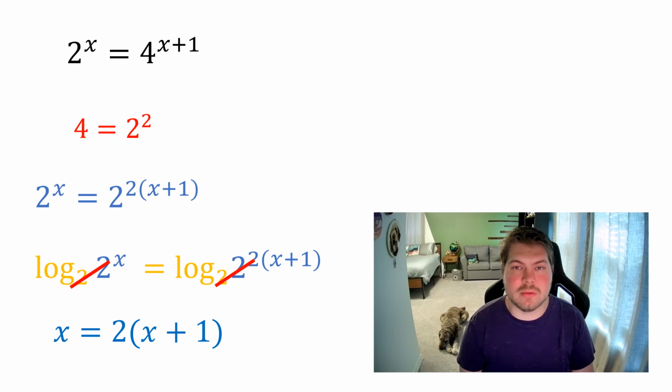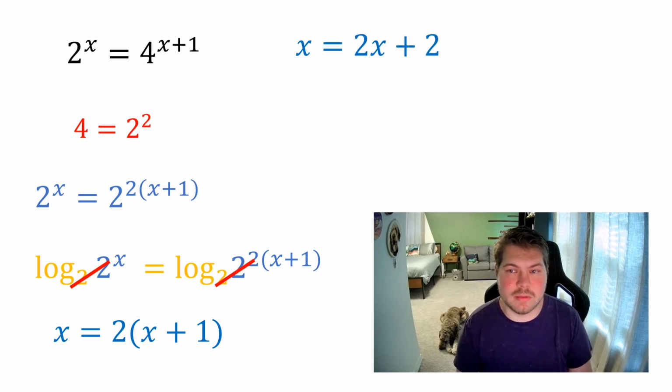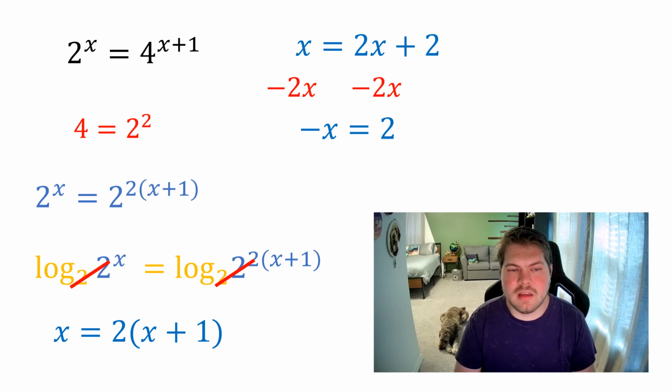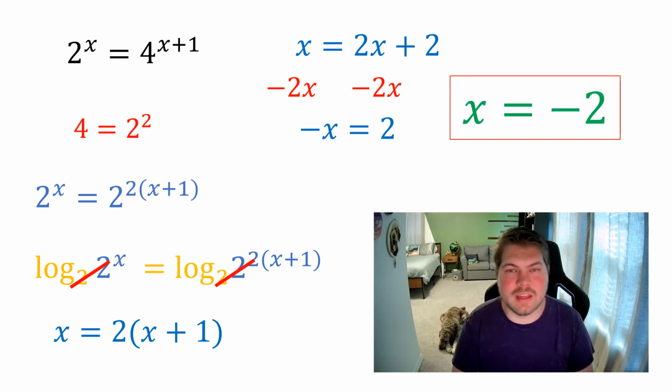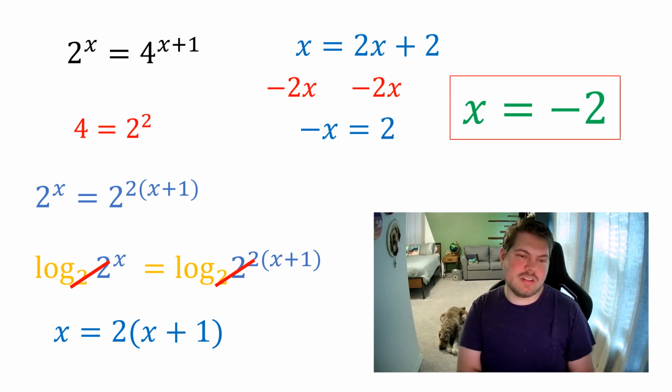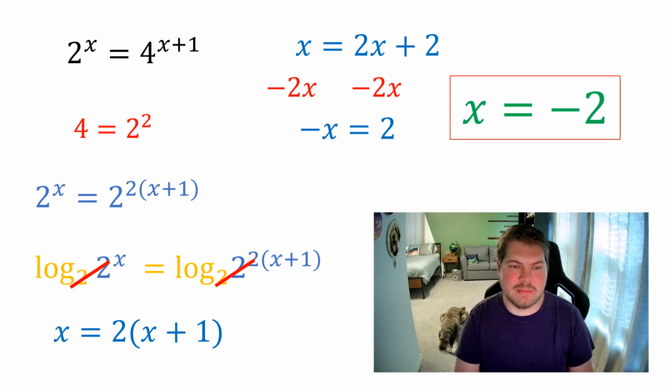We can distribute the 2 if you'd like, or you could divide by 2, but I think it's easier to distribute the 2. And then we can subtract 2x, and all we're left with is negative x equals 2, and then we get negative 2 again. That just is happenstance, so it's the same answer, but x equals negative 2.